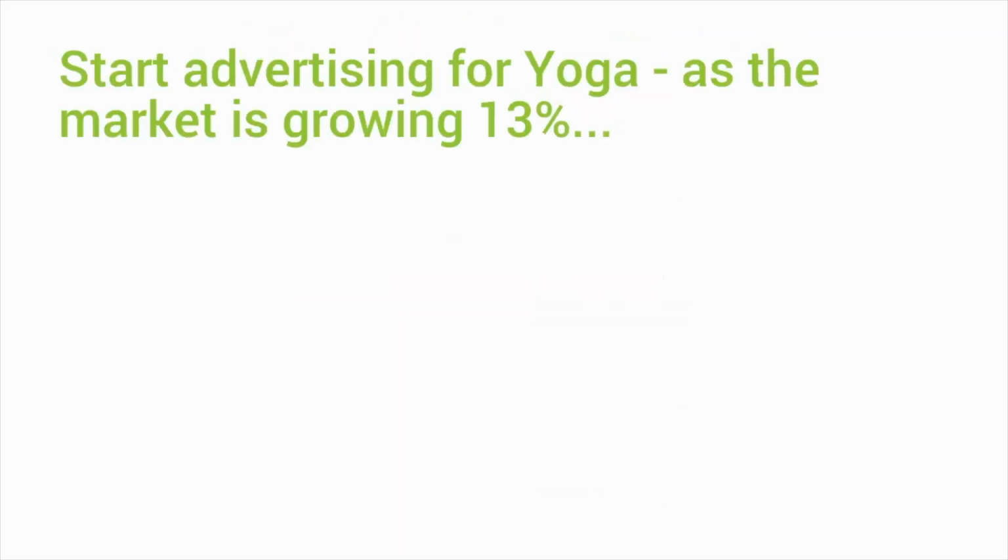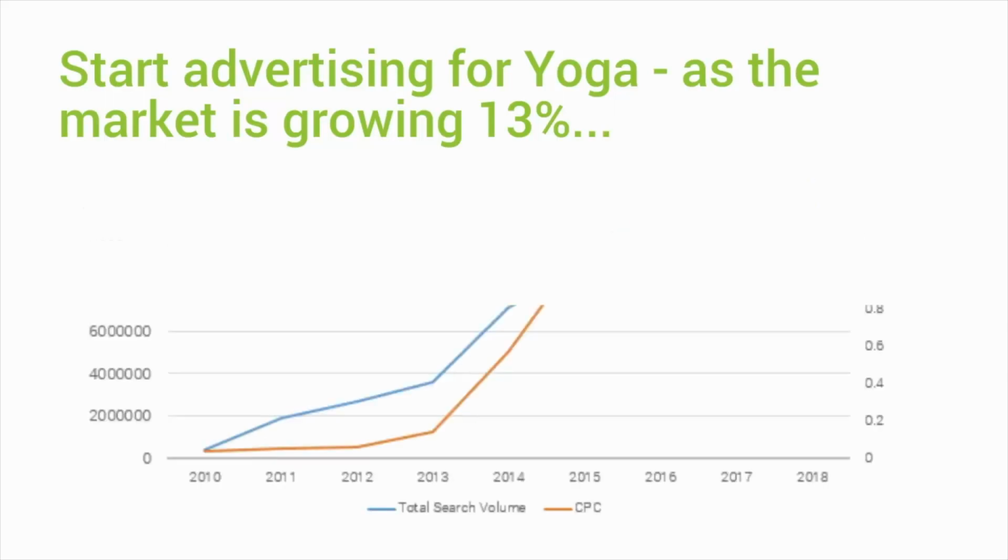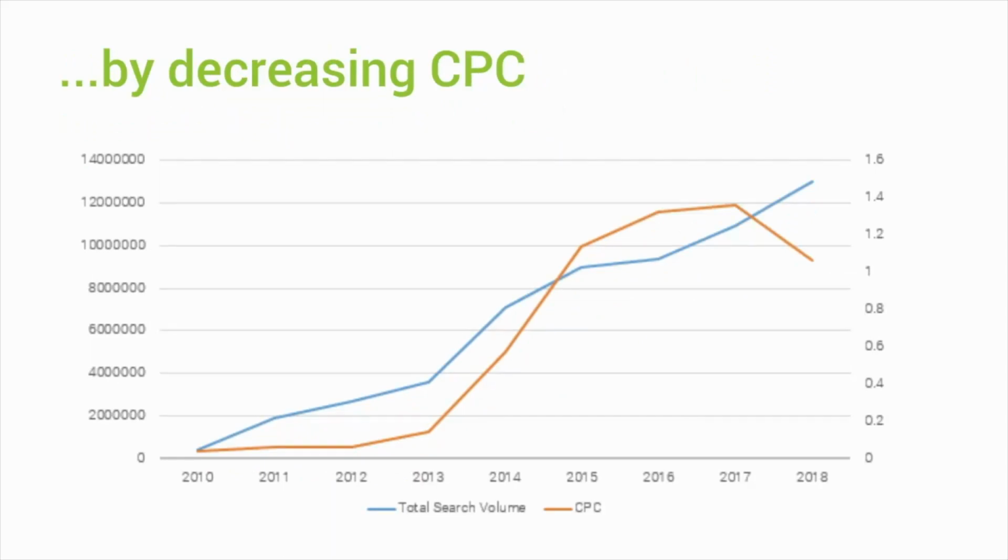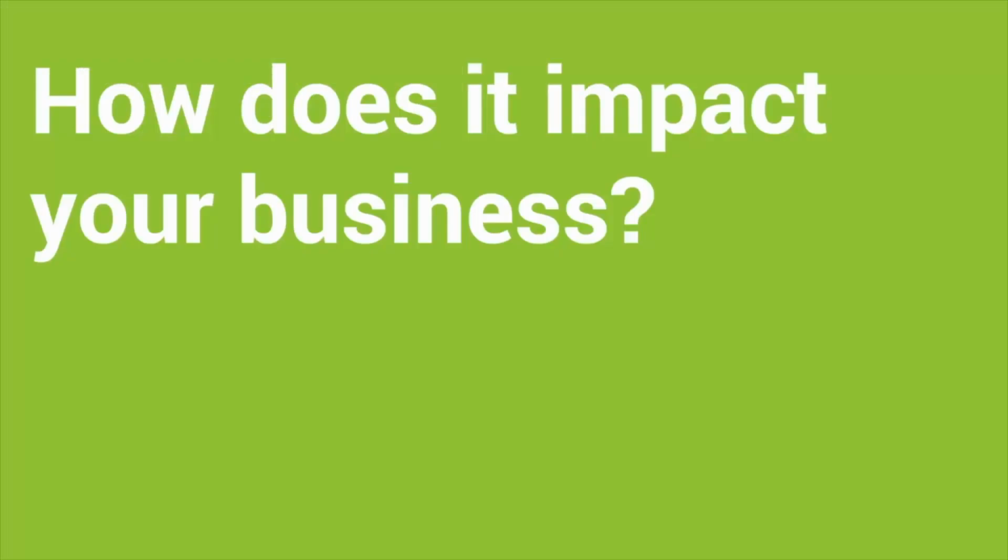And then a last piece of advice here: you should definitely start advertising for yoga, as the market is growing 13% with decreasing CPC, which is a perfect combination. These are the insights you get out of this report. There could be plenty more, but for the sake of this presentation, these are the insights I gathered together. So how does it impact your business now?